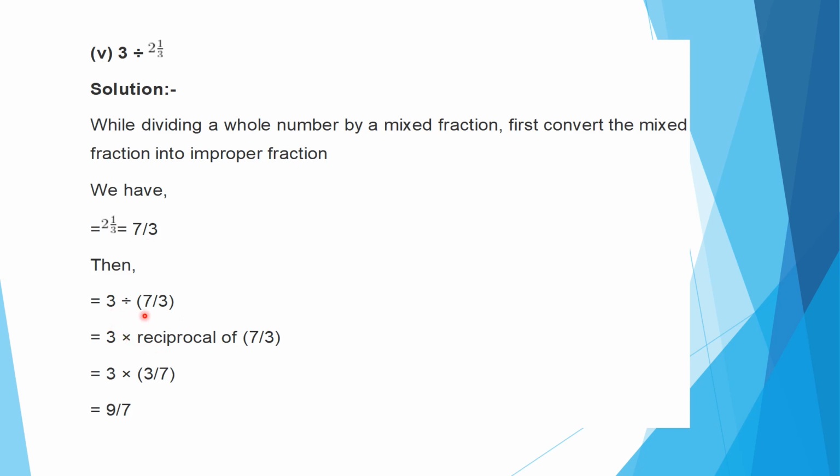So what is the answer now? 3 divided by 7 by 3. So convert this division into multiplication and write down the reciprocal of 7 by 3. What is the reciprocal of 7 by 3? 3 by 7. 3 into 3 by 7. So 3 3s are 9 and 7. Clear? So when the divisor is a mixed fraction, convert that into an improper fraction and then continue with the regular division.